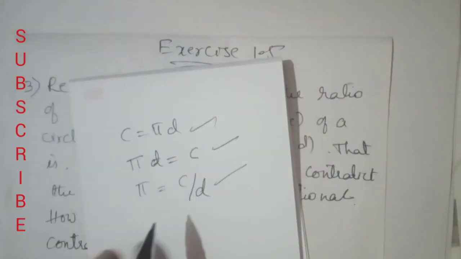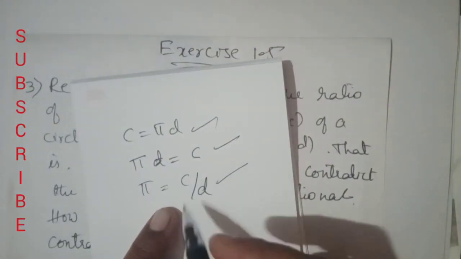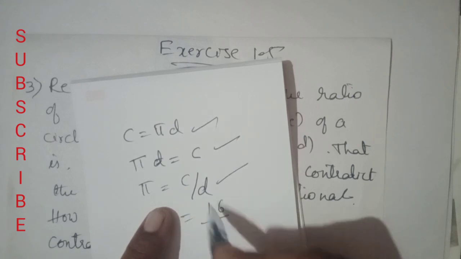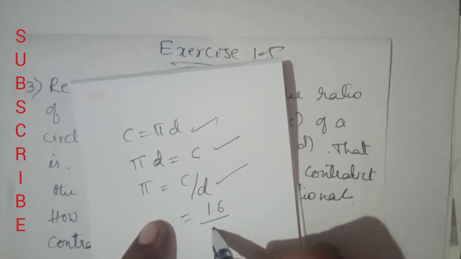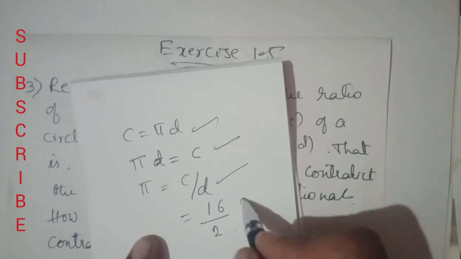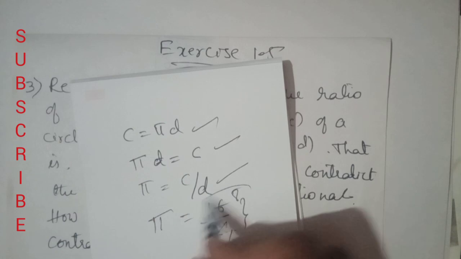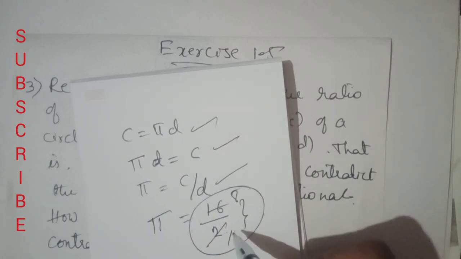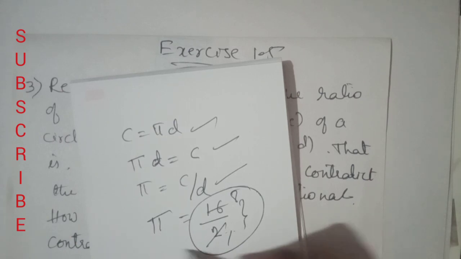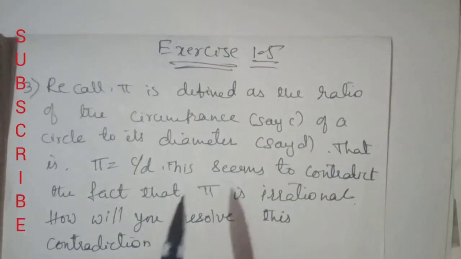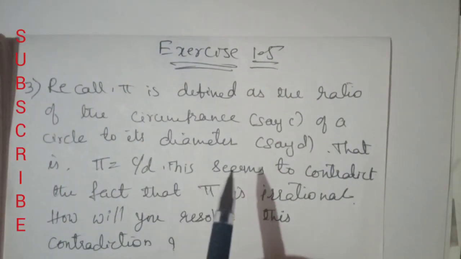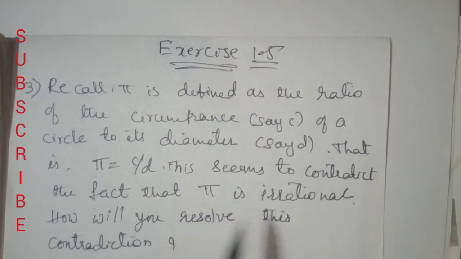What they are saying here is pi equals C by D, we have got the ratio. Suppose the circumference is something like 16 and the diameter is something like 2 or 3, whatever. In this case, pi is equal to 8, just as an example; the values are not exact here. So in this case we get pi equal to 8, but actually the value of pi is 22 by 7. So this contradicts, meaning it proves wrong, that pi is an irrational number.